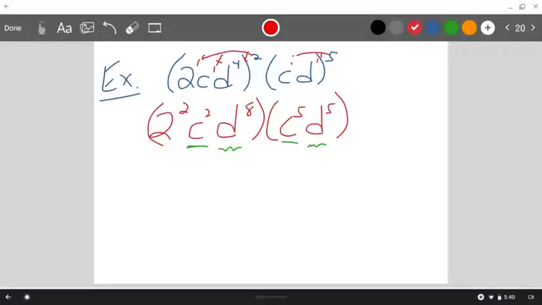I know there's a lot of rules. So 2 squared is 4, and then c, and remember if you forget the rules, here I have 2 c's, here I have 5, so that's 7 c's, and then d to the 13th when you add the exponents on the d's.